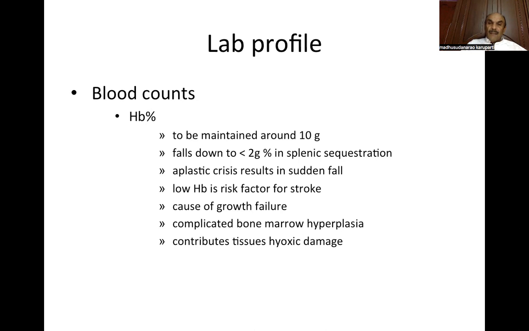In aplastic crisis, there is a sudden fall of hemoglobin. And low hemoglobin is a risk factor for stroke. It is the cause for growth failure. It complicates bone marrow hyperplasia, and contributes to tissue hypoxemia. That is, it contributes to tissue hypoxic damage. When the oxygen carrying capacity is low due to fall in hemoglobin, there is hypoxic damage to the tissues.